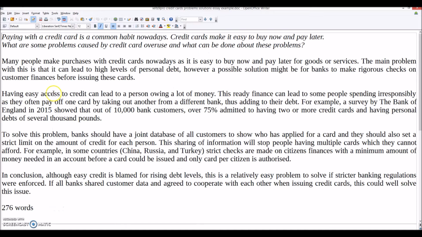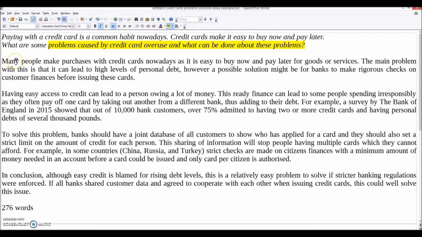Let's see some examples. So this is a 2-part question. Paying with a credit card is a common habit. Credit cards make it easy to buy now and pay later. So this first part is the background: buy now, pay later. Then, what are some of the problems caused by credit card overuse, and what can be done about these?